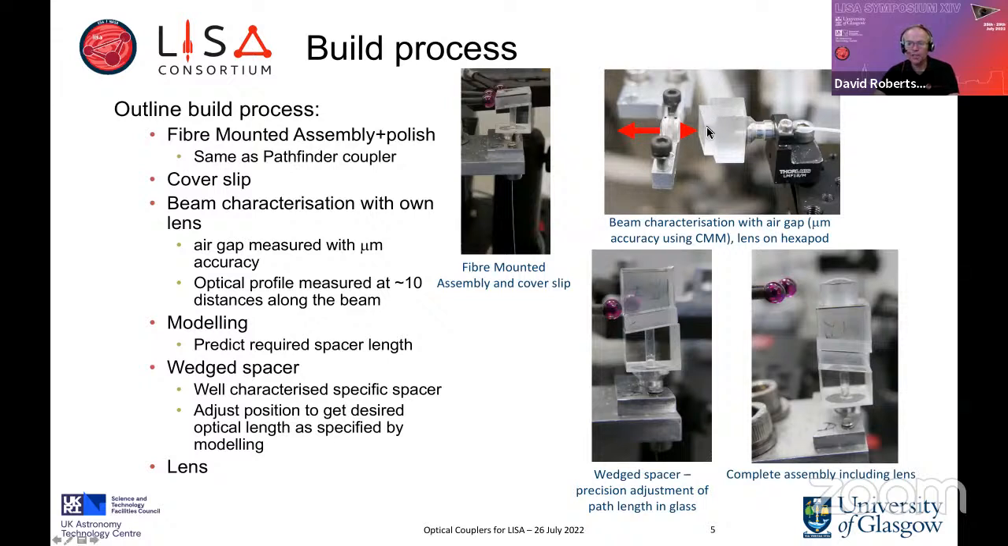And when we have that, we do two things. We measure the separation between the lens and this fused silica block with some micron level precision. And we also characterize the beam out here. We take about 8 or 10 measurements at different distances along the beam. And we're doing this with specific pairs of lenses and fiber assemblies here. We then take all this data and throw it at a model, which I'll come back to in a moment. And we use that to predict what length of spacer we actually want to get the required waist that we're looking for.